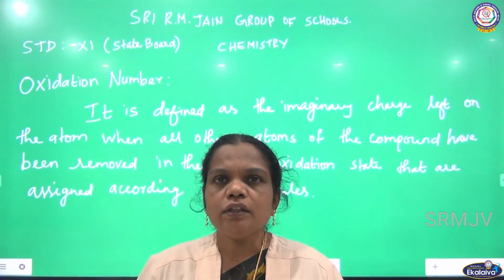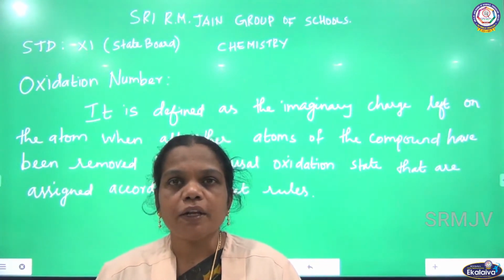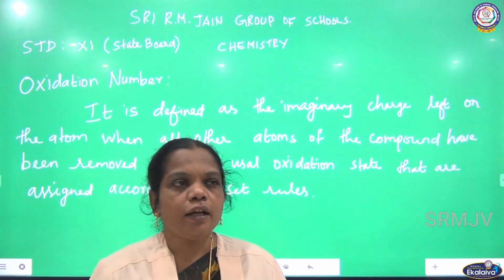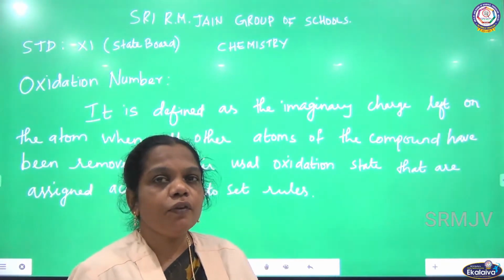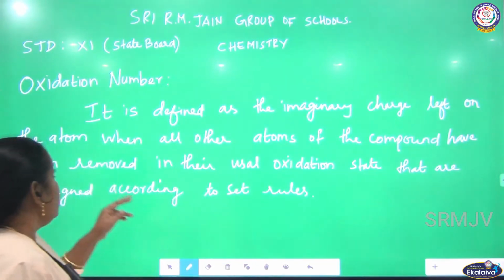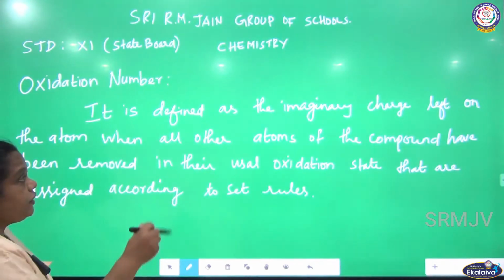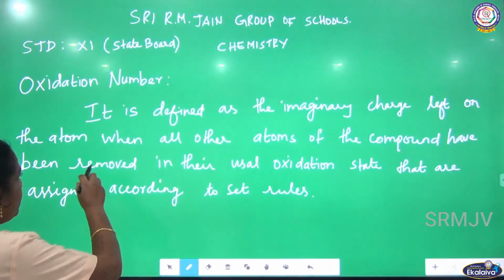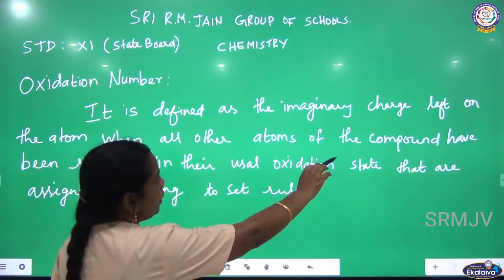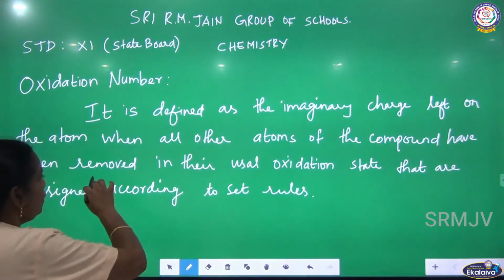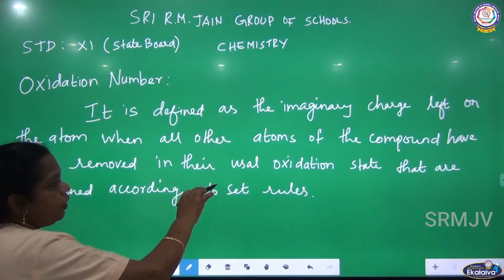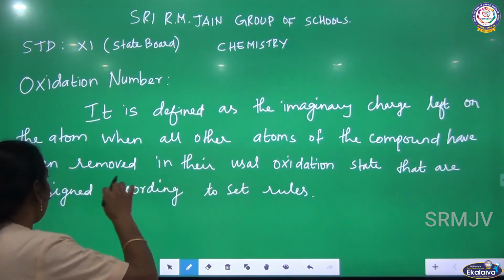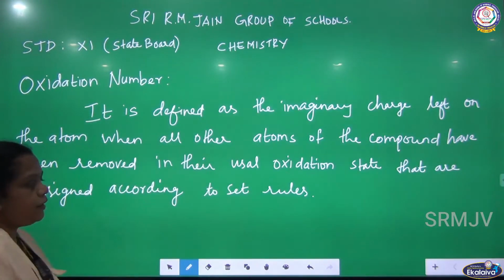Today's class we are going to learn about the oxidation number, how to find the oxidation number. First you learn the definition for the oxidation number. It is defined as the imaginary charge left on the atom when all other atoms of the compound have been removed in their usual oxidation state that are assigned according to the set rule.